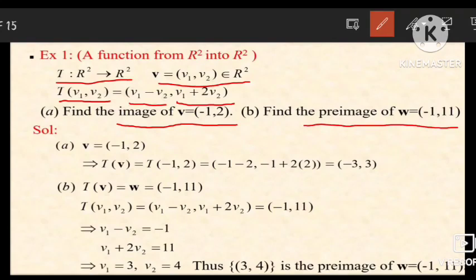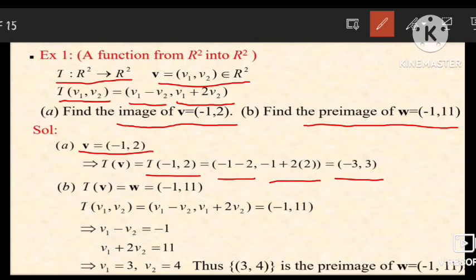Now here's the solution of the example. First we have to find the image of v equals (minus 1, 2). So T of v is equal to T of (minus 1, 2), which is equal to (minus 1 minus 2, minus 1 plus 2 into 2). So this is equal to (minus 3, 3). So this is the image of v equals (minus 1, 2).